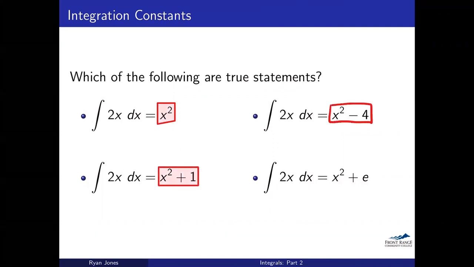Then I want to ask the question, which of these are true statements? Think about that while I'm highlighting these. I've got these four integrals. Are all of these true? Are none of these true? Are one of them true? Let's dive right into this.